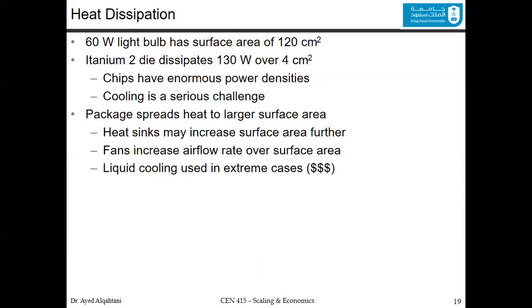Now for the heat dissipation, a 60-watt light bulb has a surface area of 120 square centimeters. Now in our case, for example, an Itanium 2 die dissipates 130 watts, which is more than double this amount, over only 4 square centimeters. So the chips have enormous power density. Cooling is a serious challenge. The package spreads heat to a larger surface area. So you need to dissipate the heat.